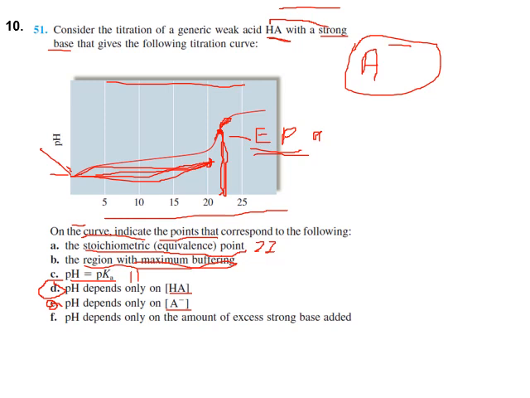And then F, the only one that we haven't done, the pH depends only on the amount of excess strong base that was added, and that's going to be anything after the equivalence point. Anything in that regime right there. Because at that point, here and beyond the equivalence point, what's happening is that you've added more base than you had originally of the acid. So the acid is all gone, and all you have left is some of this stuff right here. You're going to have some of that, but you're also going to now start to have OH-.